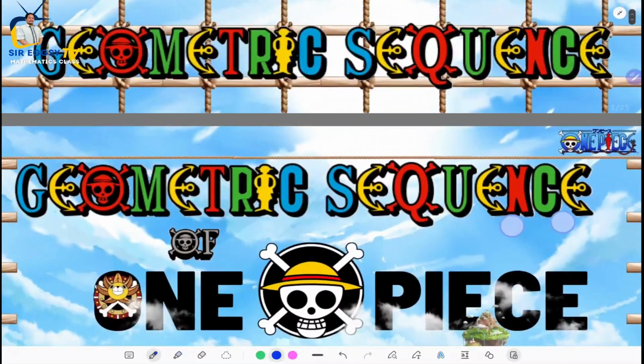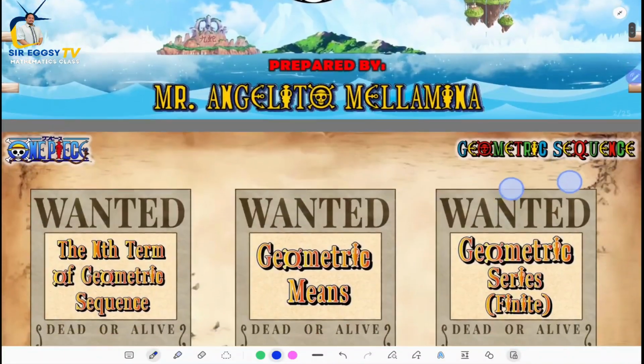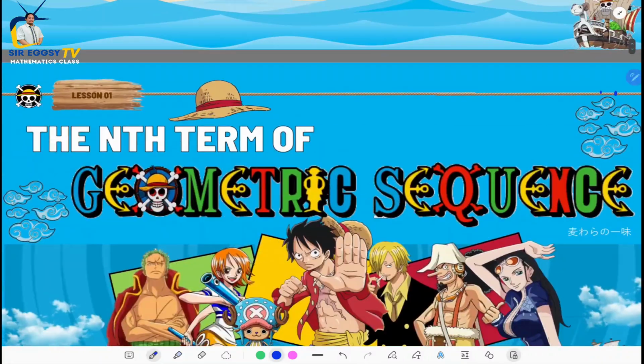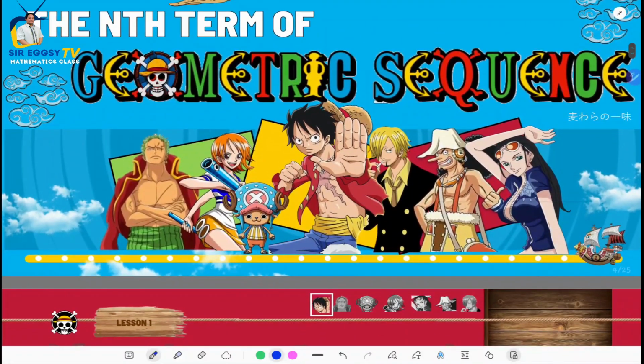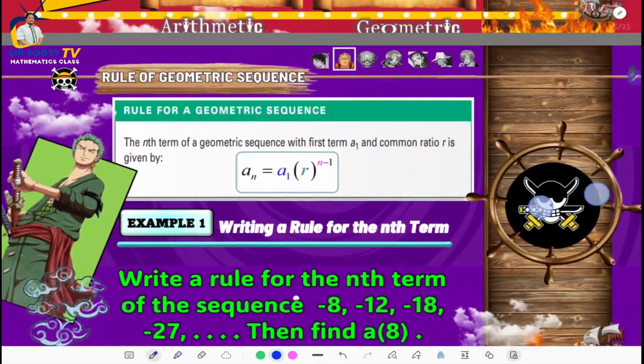So today we're going to discuss the geometric sequence, to be particular with the topic of the nth term of geometric sequence, the geometric means, and geometric series of finite sequence. Now let's have the first topic, which is the nth term of geometric sequence.